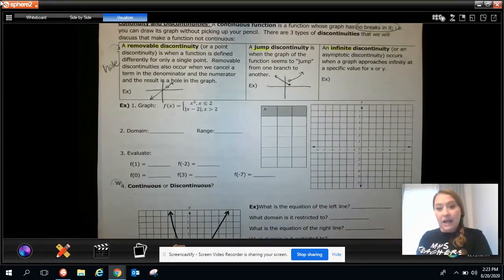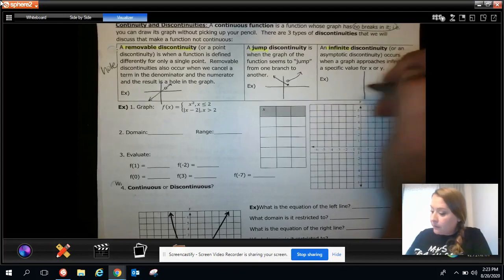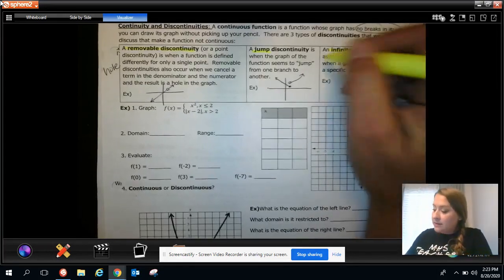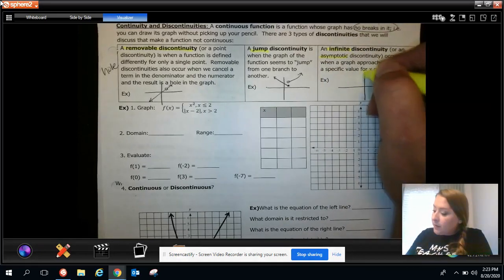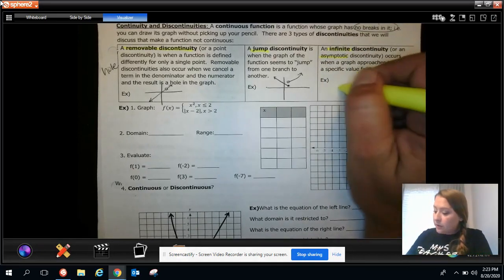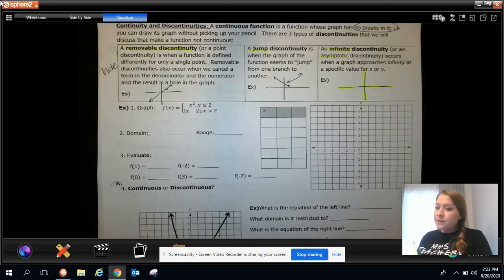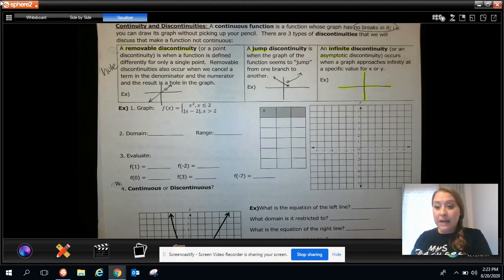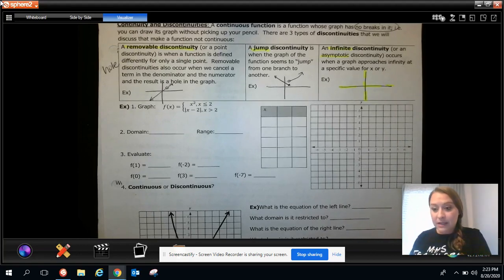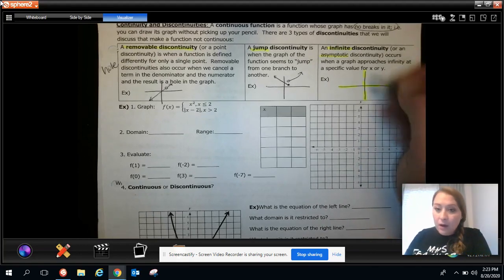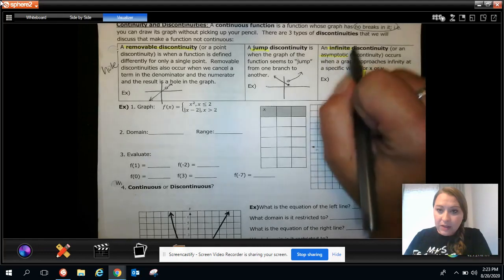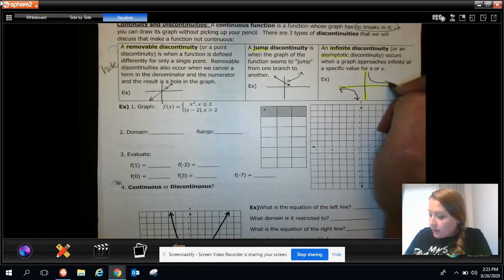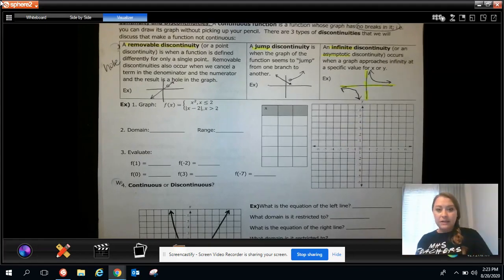And the third is the infinite discontinuity. So infinite describes an asymptotic behavior. So if you had like a vertical asymptote and a horizontal asymptote, those asymptotes are boundary lines that the graph cannot go through. So it makes the graph discontinuous there because it can't go through it. And they go on infinitely. So that's why it's called an infinite discontinuity. So anytime you see an asymptote in your graph, it's going to create an infinite discontinuity.